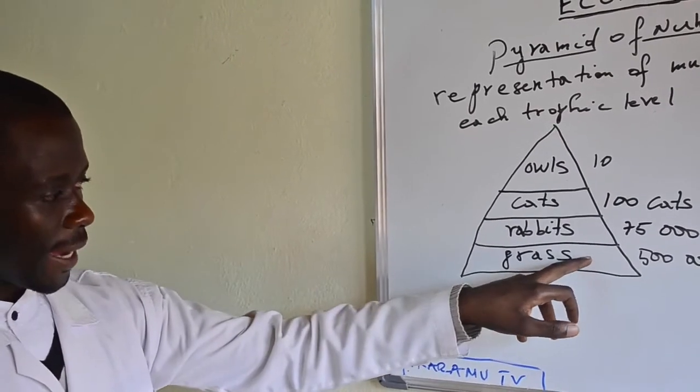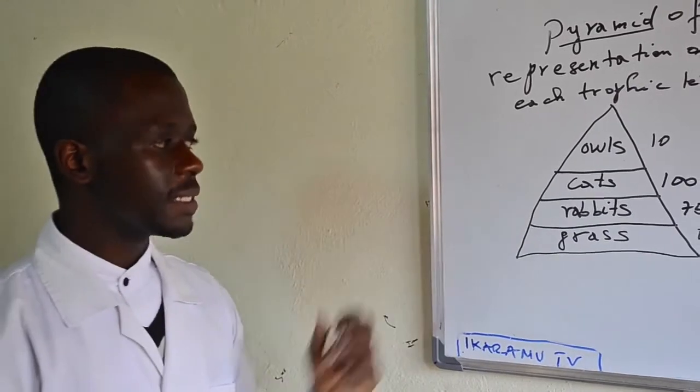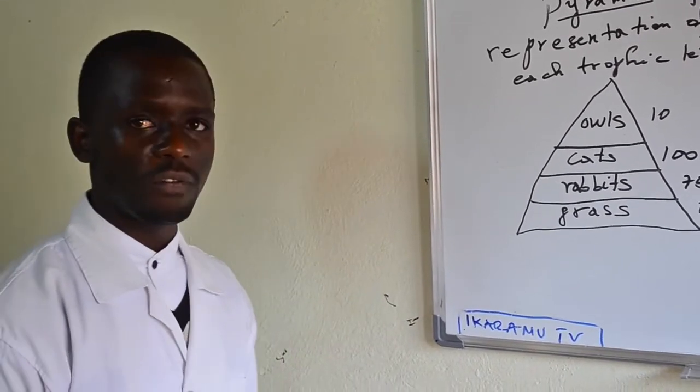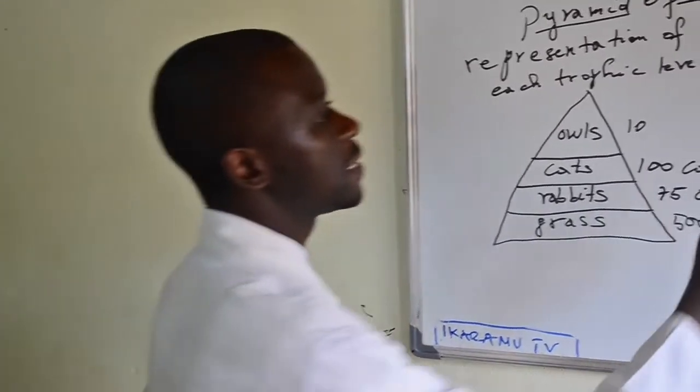And the producer, grass, is always at the bottom. To this, we can also have a pyramid of numbers which is inverted, which is like this.